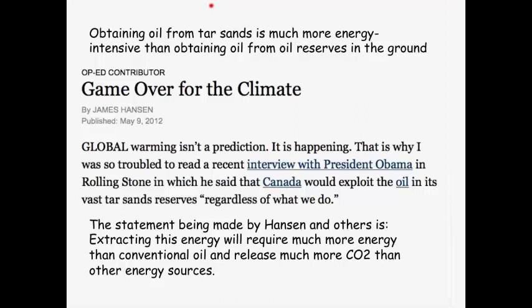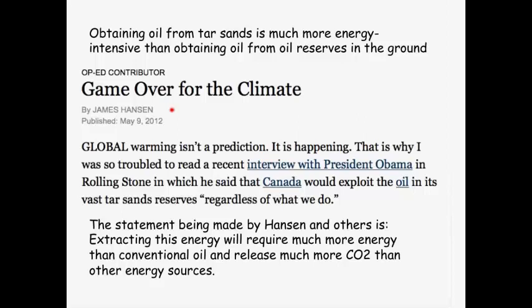And there have been a series of editorials and op-ed pieces. Here's one that showed up in the New York Times just last week, "Game over for the climate." I think that's a pretty strong statement, and this is a scientist, James Hansen, who makes it. "Global warming isn't a prediction, it is happening. That is why I was so troubled to read a recent interview with President Obama in Rolling Stone in which he said that Canada would exploit the oil in its vast tar sands reserves regardless of what we do."